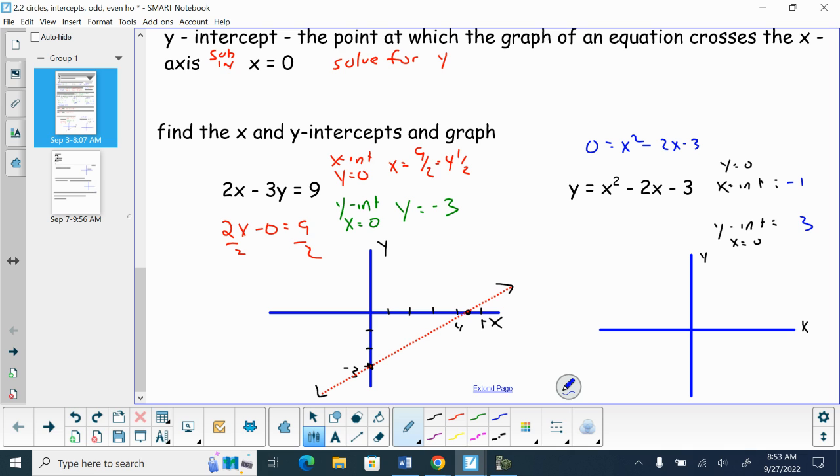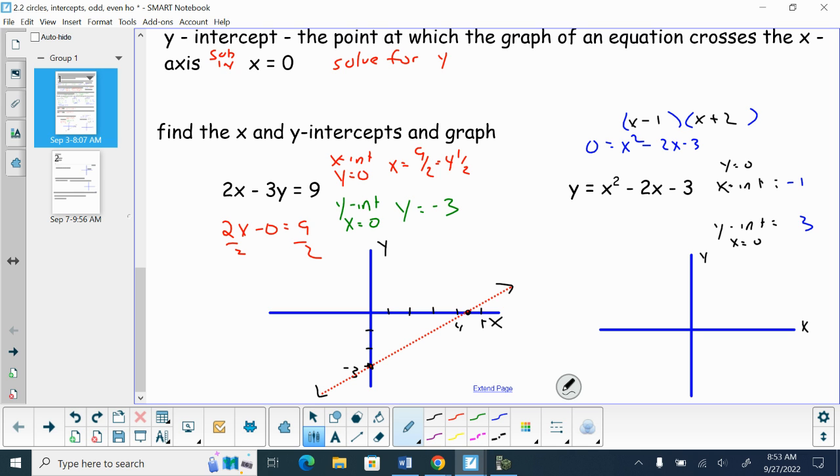Square root x. Wait, no. Factor. Okay, we can factor this down. What does it factor to? X minus 1 and x plus 2. So if I check my multiplication here, I get x squared. I get minus x, 1x, plus 2x. That gives me a plus 1x. Then I get a minus 2 there.